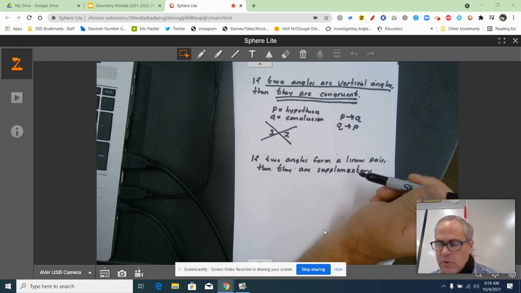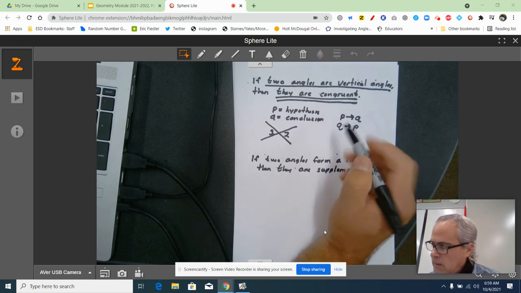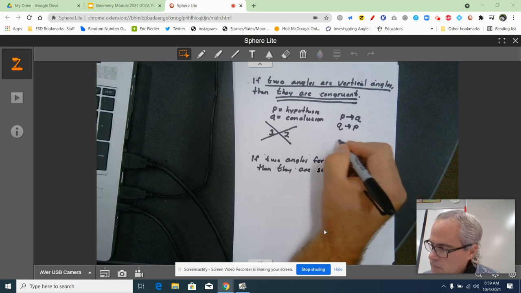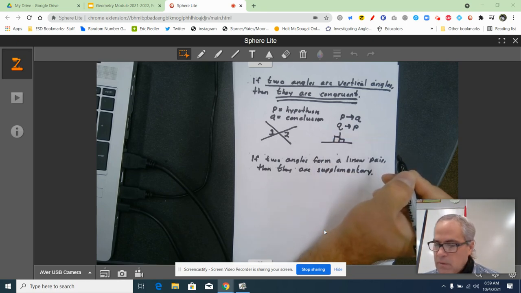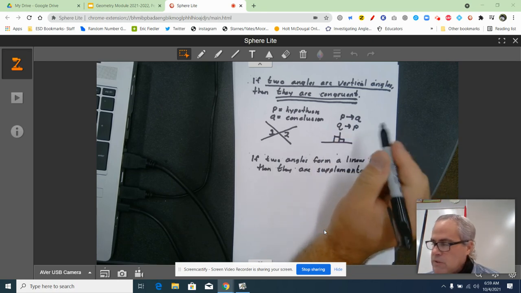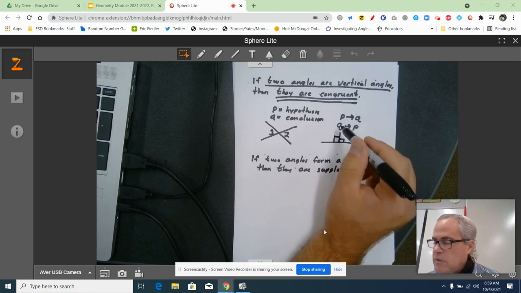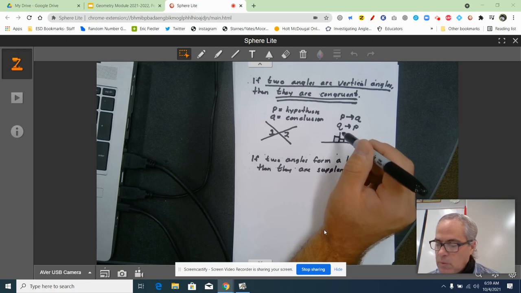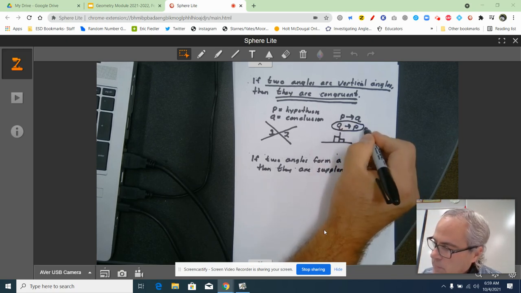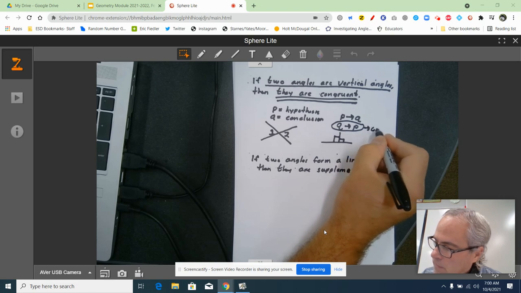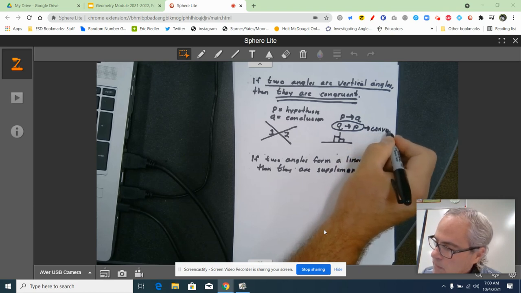Does that have to be true? What's the truth value of that? Well, here are two angles that are congruent, but those aren't vertical angles. So sometimes when you switch the conclusion and the hypothesis around, you get a statement that is not true. Switching the hypothesis and the conclusion around is called the converse. Converse. And I need you to know the converse.